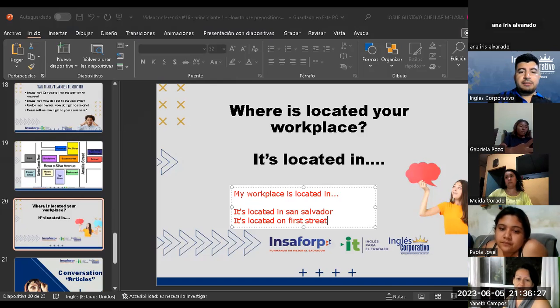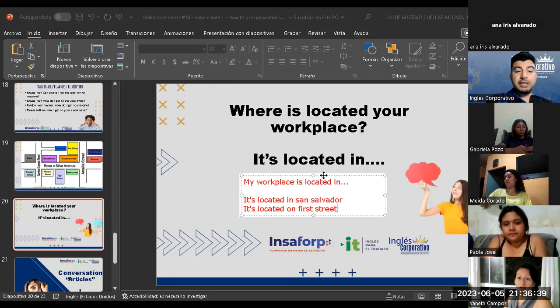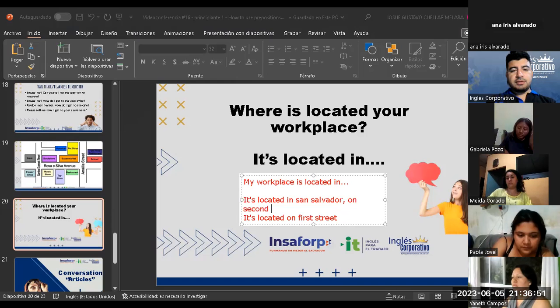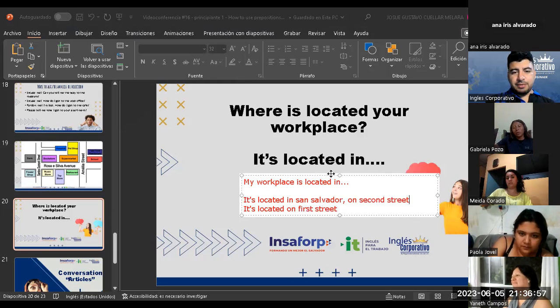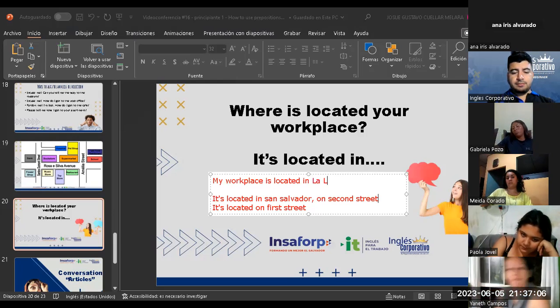So, please text it. Vamos a textearlo acá en el chat, please. Aquí están los ejemplos. Puede ser más específico si ustedes gustan, ¿verdad? Por ejemplo, it's located in San Salvador, comma, on Second Street. Just examples. Ok, espero sus mensajes.